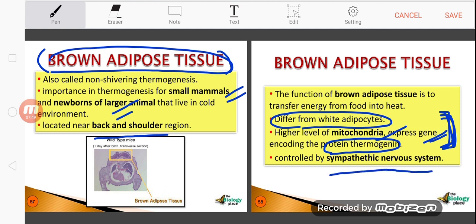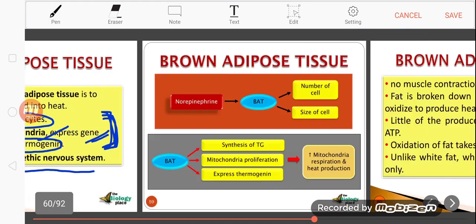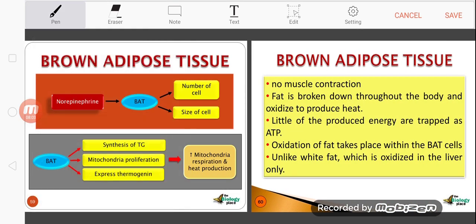The sympathetic nervous system is active when norepinephrine or adrenaline is higher in the body, so that norepinephrine will cause an effect. Controlled by the sympathetic nervous system, so presence of norepinephrine. This norepinephrine will cause an effect on BAT. What happens in the BAT? This BAT, brown adipose tissue, will increase in number. So from 10 BAT, it suddenly produces 50 BAT cells when exposed to norepinephrine.